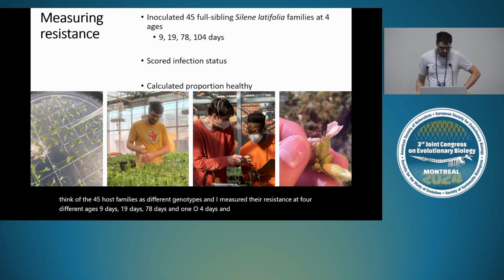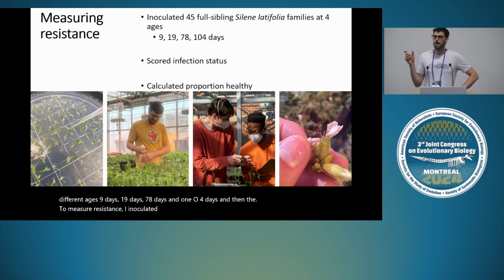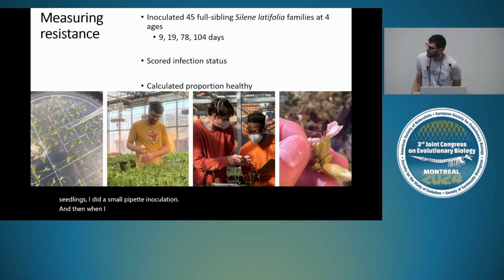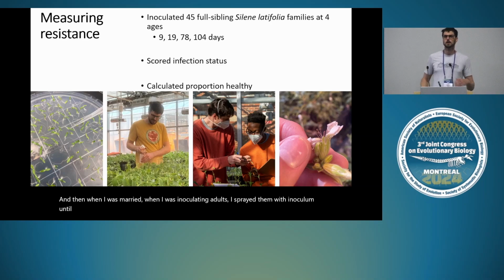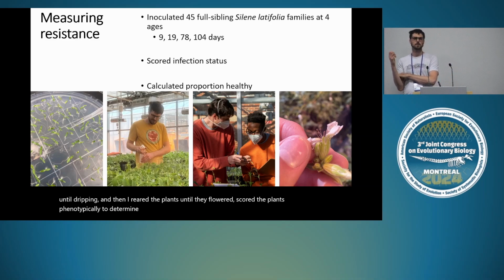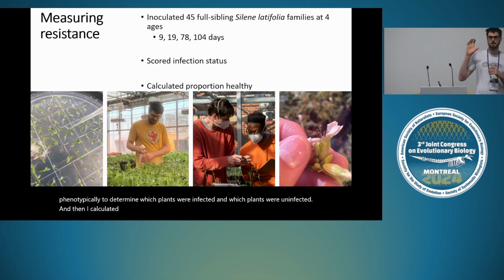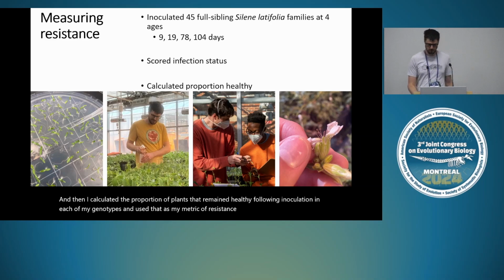To measure resistance, I inoculated each plant. For seedlings, I did a small pipette inoculation, and for adults, I sprayed them with inoculum until dripping. Then I reared the plants until they flowered and scored them phenotypically to determine which plants were infected and which were uninfected. I calculated the proportion of plants that remained healthy following inoculation in each genotype and used that as my metric of resistance for each genotype.